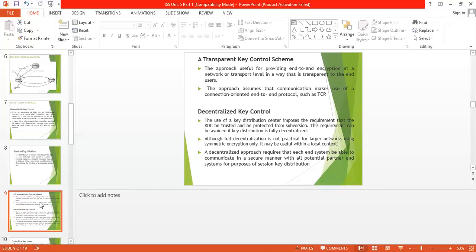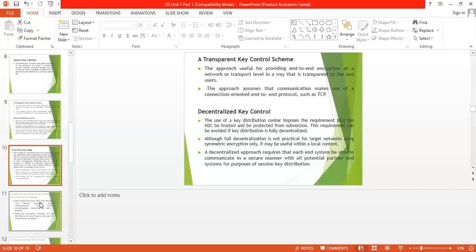And the other is the decentralized key control. The use of a key distribution center imposes the requirement that the KDC be trusted and protected from subversion. This requirement can be avoided if key distribution is fully decentralized. Fully decentralized is not practical for a large network using symmetric encryption only. It may be useful within a local context. A decentralized approach requires that each end system be able to communicate in a secure manner with all potential partner end systems for the purpose of session key distribution.